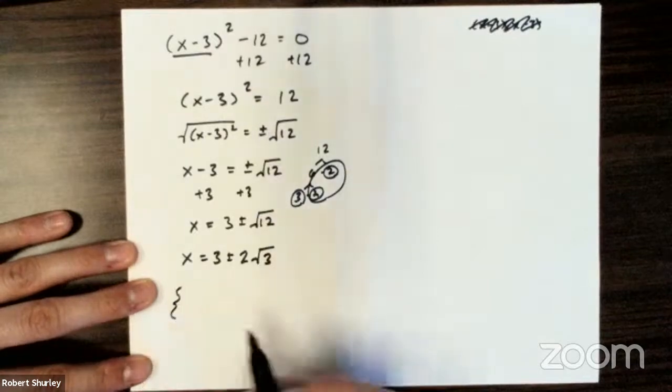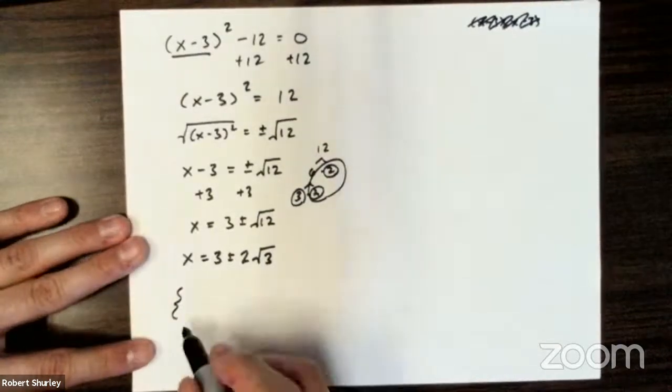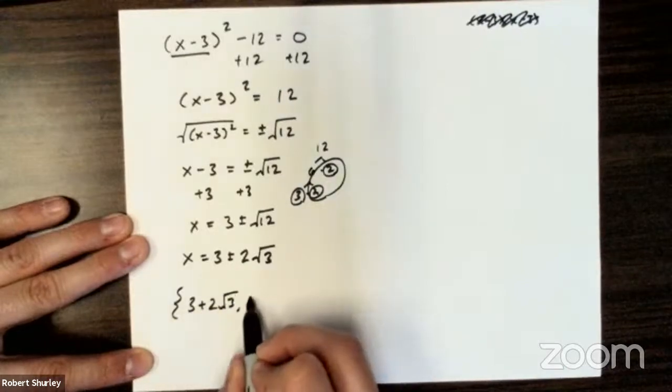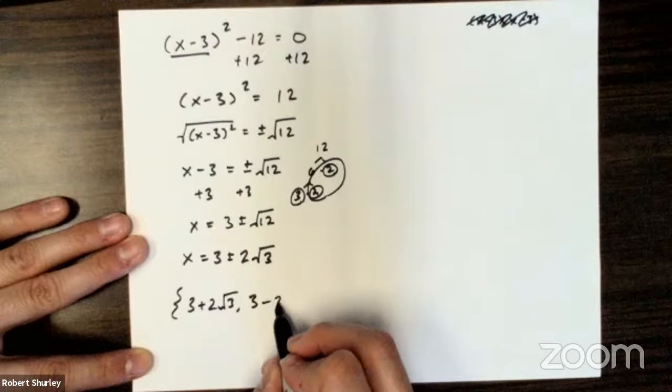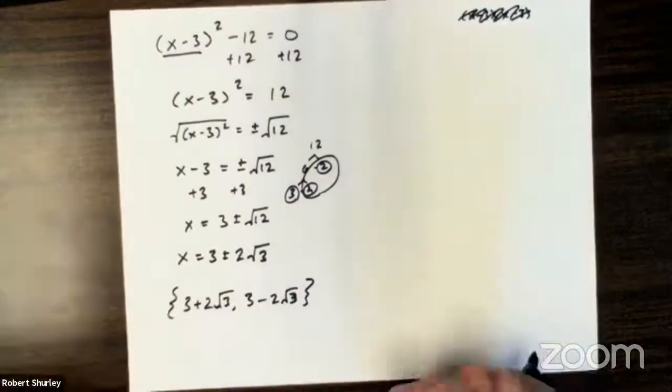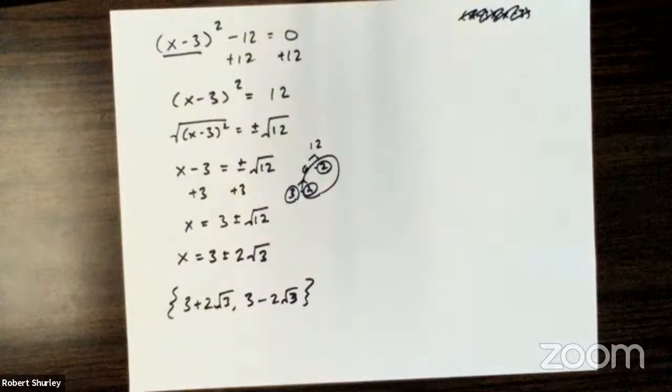So again, if you wanted to write it as the set notation, it would be 3 plus this 2 square root of 3, 3 minus 2 square root of 3. Okay? 3 minus 2 square root of 3.